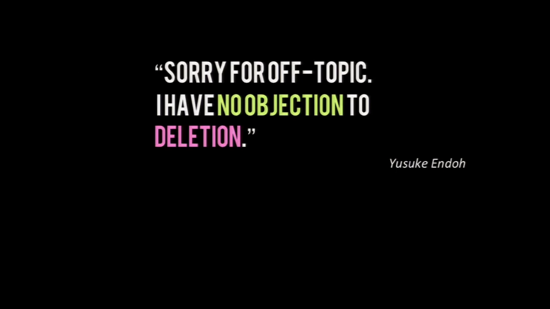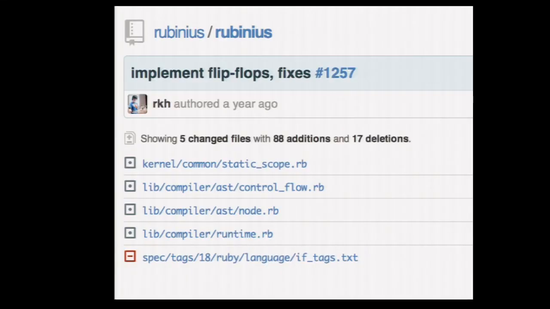Unfortunately, he himself does not necessarily think so. But anyways, so this was a real-world use case for flip-flops. And Evan Phoenix from Rubinius always said, I won't implement flip-flops for Rubinius until someone actually has some real-world code. So when I saw that code, I was like, yes, I'm going to implement flip-flops for Rubinius. Which I did. It's in.